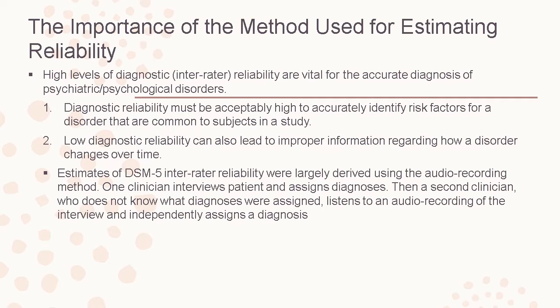Estimates of DSM-5 inter-rater reliability were largely derived using the audio recording method. One clinician interviews a patient and assigns a diagnosis. Then, a second clinician, who does not know what diagnoses were assigned, listens to an audio recording of the interview and independently assigns a diagnosis. A strength of recent versions of the DSM is that disorders can be diagnosed with a high level of inter-rater reliability, especially when semi-structured interviews are used.